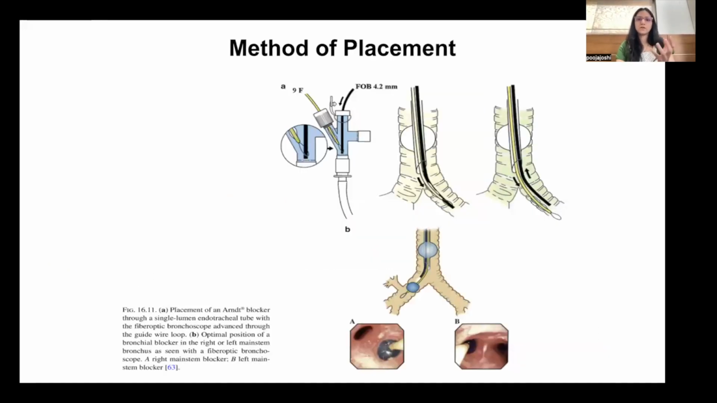How to place it? Initially, you arrange the endobronchial blocker with the wire loop entangled with a fiber optic bronchoscope, and then you attach the multiport adapter to the single lumen tube. Under direct vision, you simultaneously advance the fiber optic bronchoscope as well as the bronchial blocker. When you find the blocker has deflated and passed the bronchus, you can release the wire loop and inflate the blocker. Images A and B show the optimal position of the bronchial blocker in the right mainstem bronchus, image A, and the left mainstem bronchus.